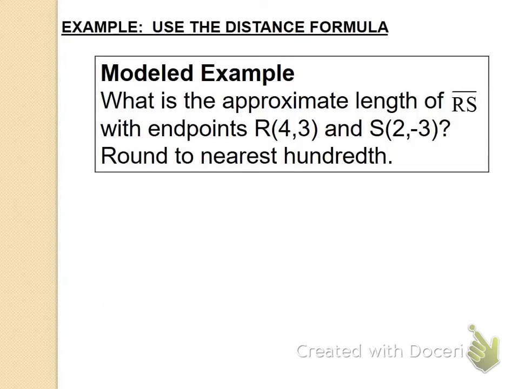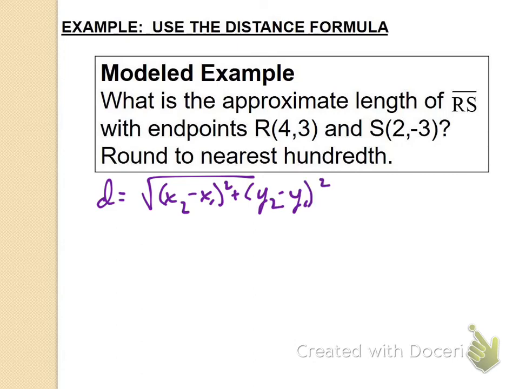So here's a segment, RS. It has those endpoints, and the endpoints have those coordinates. We want to find the length of that segment, so we want to use the distance formula. It can be x1 minus x2 or x2 minus x1. What we need to talk about in a second is that it doesn't really matter which way you write this. So basically, subtract the x's.